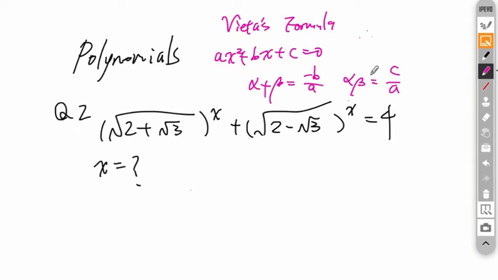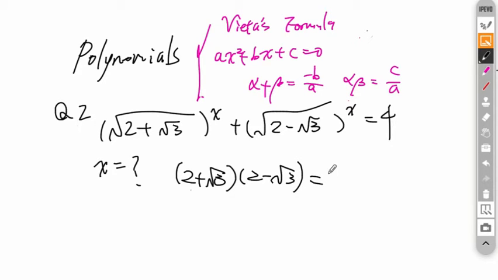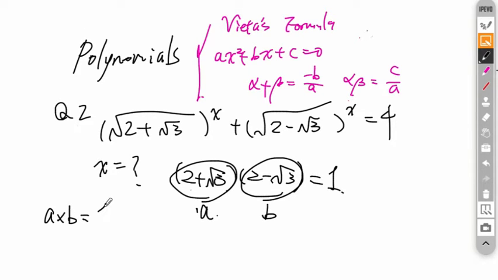So let's now look at how we will use Vieta's formula to solve this problem. You can observe that when 2 plus the square root of 3 times 2 minus the square root of 3, the product of these two will be equal to 1. This means that if we let this equal a and this be equal to b, then a times b equals 1. And we can also get that a plus b will be equal to 4.